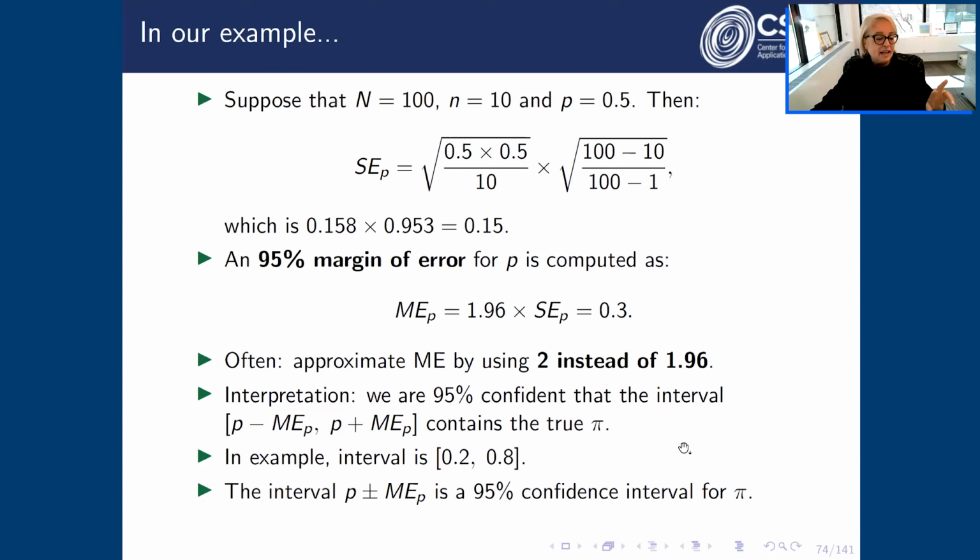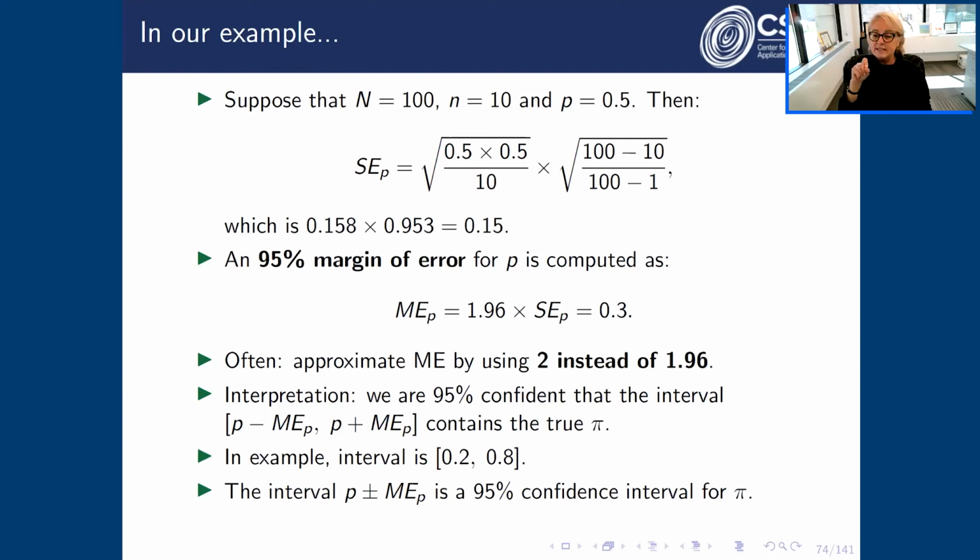Why is the interval random? Because if I had gotten a different sample instead of the one I got, my standard error might have been different. Let's suppose that instead of this particular sample, I had gotten one where my estimate P was 0.4. Then the standard error would have been different, right? It would have been 0.4 times 0.6 divided by 10. And so the margin of error would have been different and the interval would have been different. So this interval is like P, changing from sample to sample.